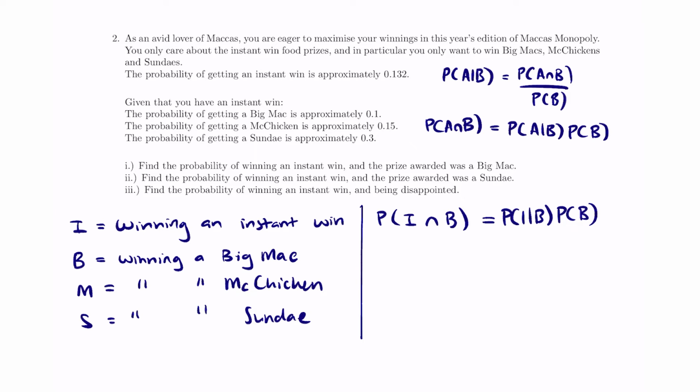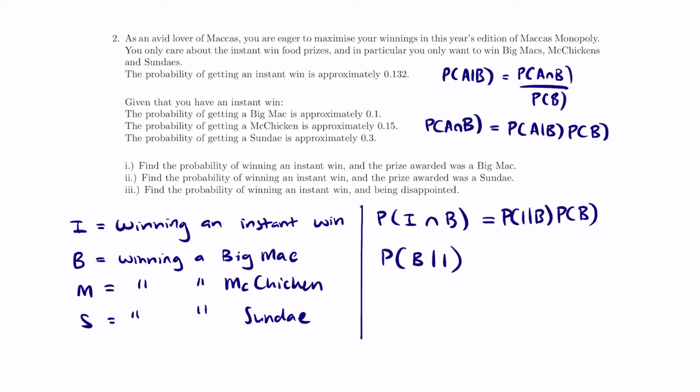So here's the thing. What do we have here? We've got that given you've got an instant win, the probability of getting a Big Mac is approximately 0.1. So what's this saying? It's saying that given we have an instant win, the probability of getting a Big Mac is 0.1. So getting a Big Mac is the event B. So we've got B given I, but here we've said it's the probability of I given B.